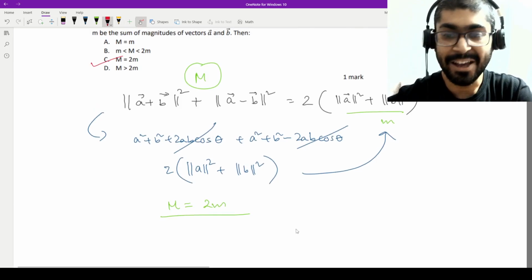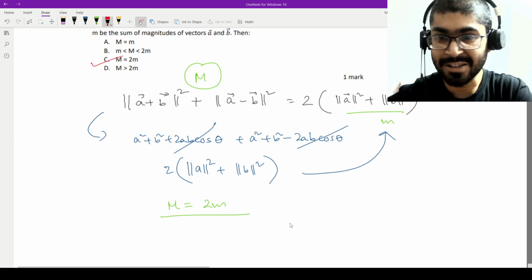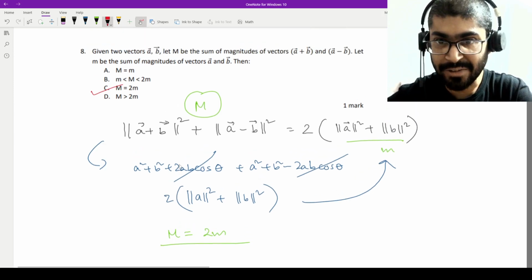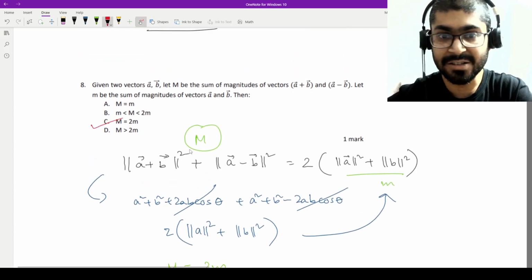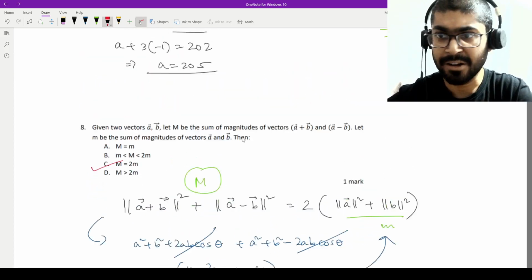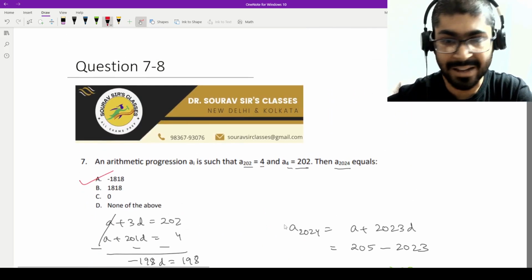Again, extremely easy questions. You just needed to know the properties of vectors and how you can substitute the vectors in their magnitude format. All of these are class 11 standard problems.